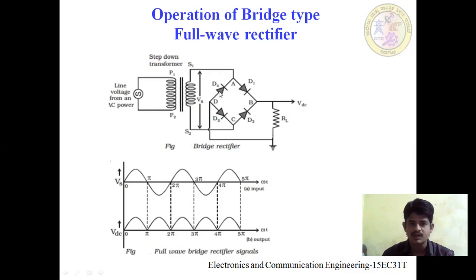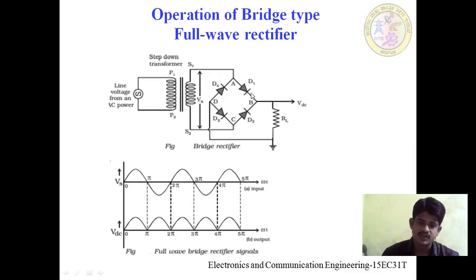That means it will be in a reverse bias. And this positive is connected to the anode of the D1. That means it is in forward bias. Similarly, this negative is connected to the cathode of the D3, so it will be in a forward bias, and the negative is connected to the positive anode of the D2, so it will be reverse bias.